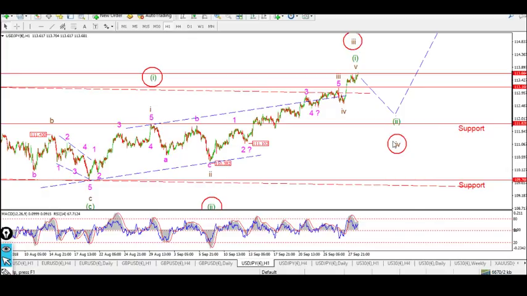Both alternate counts, both the 3 counts right now, if you can interpret it in 3 different ways, the 3 of those counts would call for a corrective decline back towards support at about 111.80 or 112 or so. So that should probably come in, let's say, Monday and Tuesday. Probably into the middle of next week anyway, we should expect some sort of decline in a corrective, either second wave or fourth wave. So just keep an eye out for that on dollar yen.